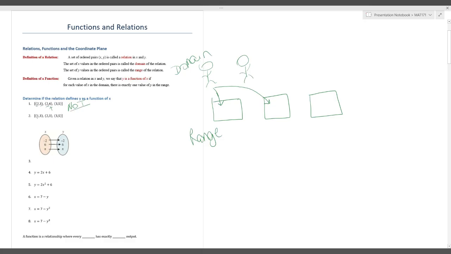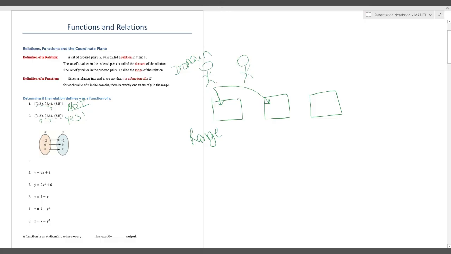Now, how about the next one? We have the number 1 mapping to 3. We have the number 2 also mapping to 3. So can two different people go into the same room? They can. And then we have a 3 and a 5, and so that is good. Okay. How about the next one?